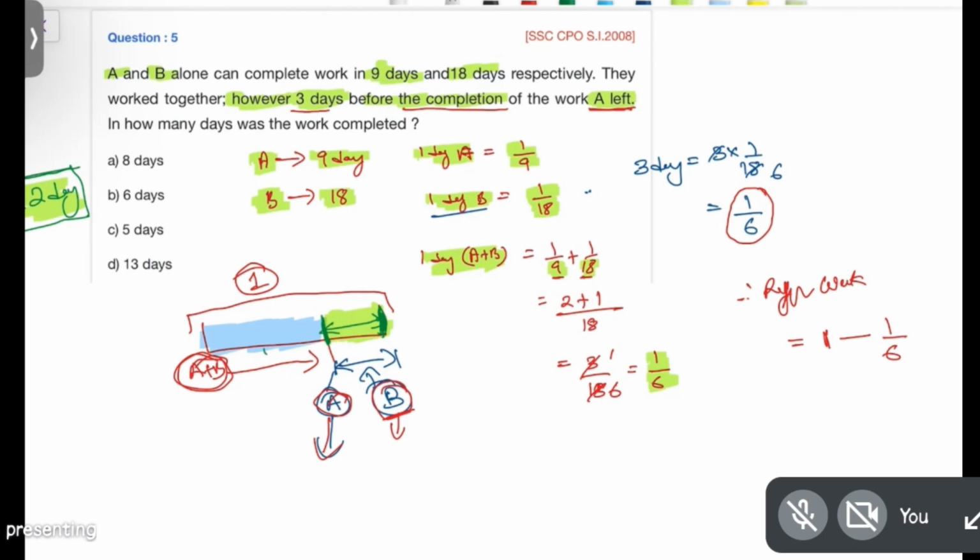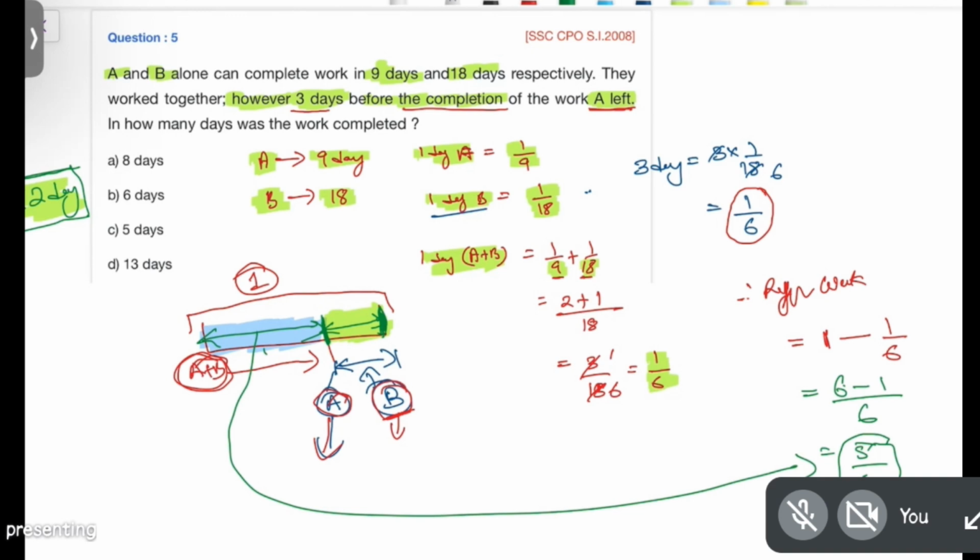So the LCM is 6, that means 6 minus 1. If I subtract this, I'll get 5 by 6 here. This is the remaining work that needs to be done. That means for this blue time period, this is the work left. And we know that this time period is being done by A and B together.